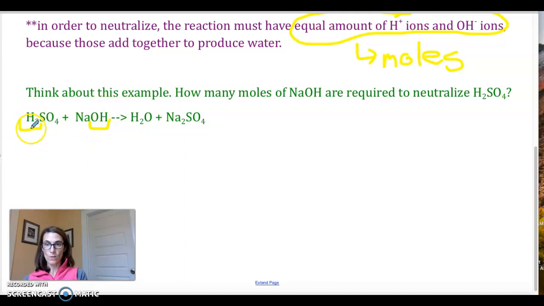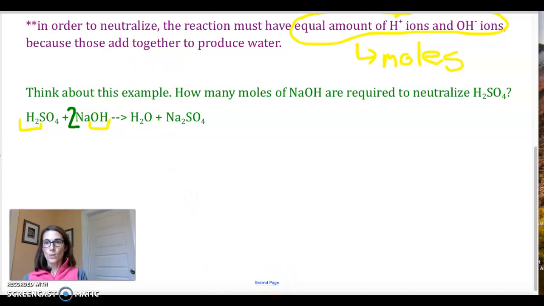In this case, we have two H plus ions in H2SO4 and only one OH in sodium hydroxide. So what this equation is going to need is 2 moles of NaOH for every 1 mole of H2SO4. It's kind of like thinking back to stoichiometry and our mole ratios, but we're really just focusing on those H plus ions and those OH minus ions. So just based on this formula, there's only one OH, so we're going to need 2 moles of that to balance out 1 mole of H2SO4.